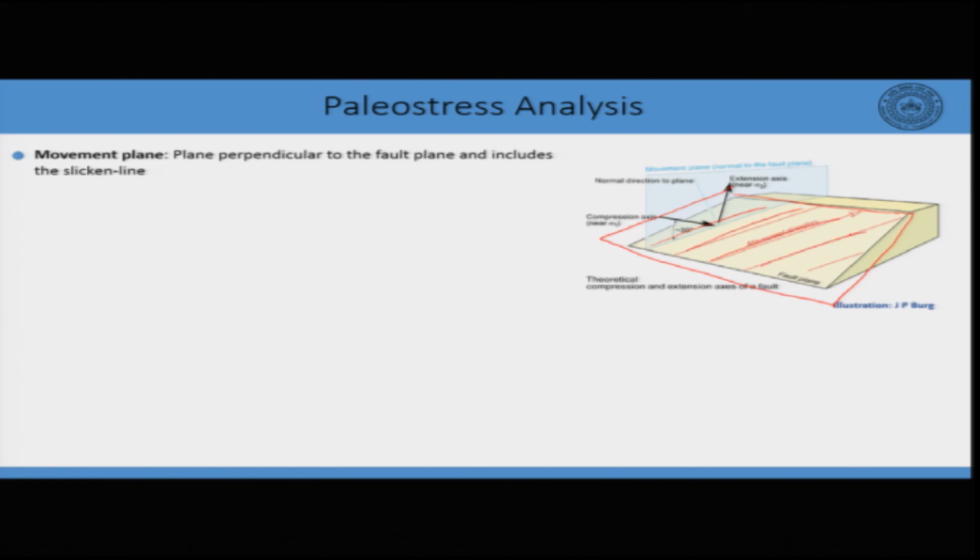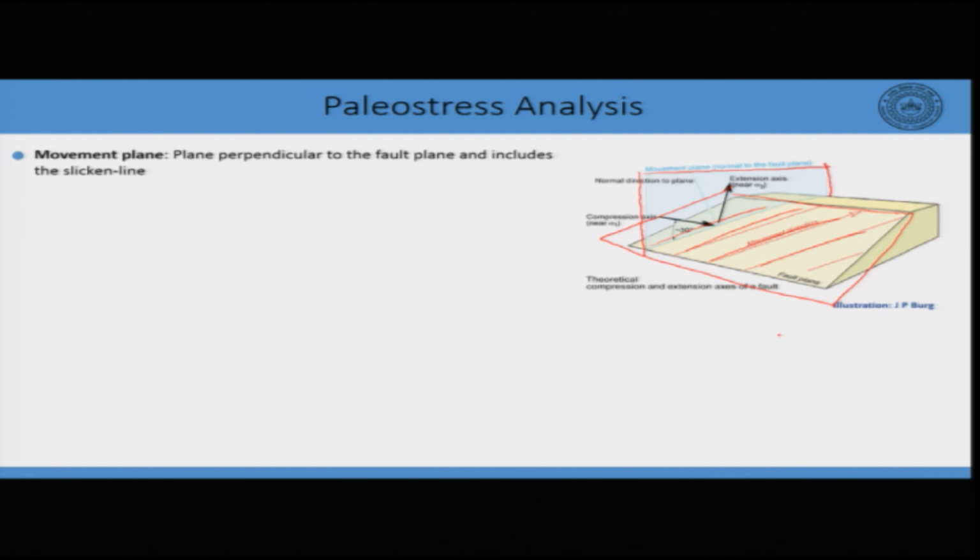First, we will plot the fault plane on the stereonet, and then we will draw a movement plane. This is the movement plane, in light blue color. We will also plot this on the stereonet. How will we plot this movement plane on the stereonet? This movement plane is usually perpendicular to the fault plane and it includes the striation.